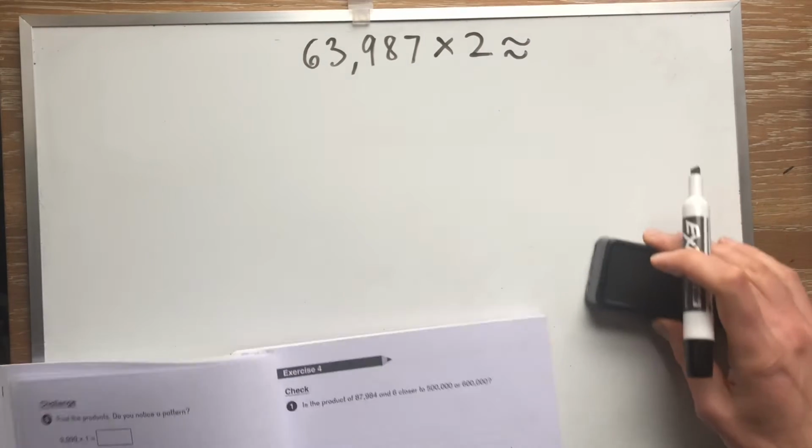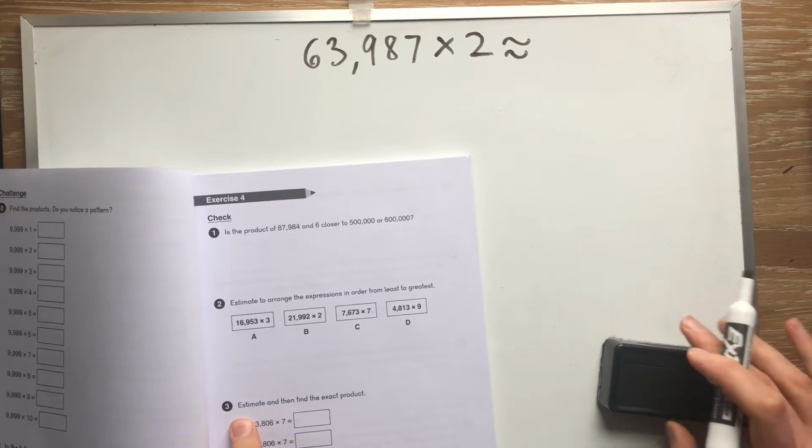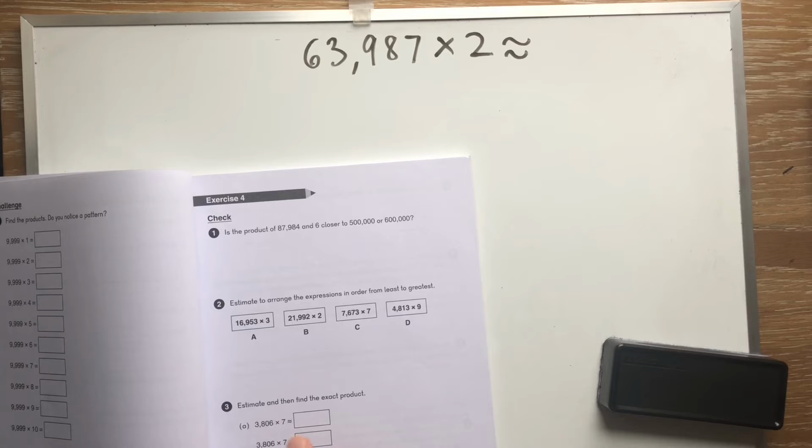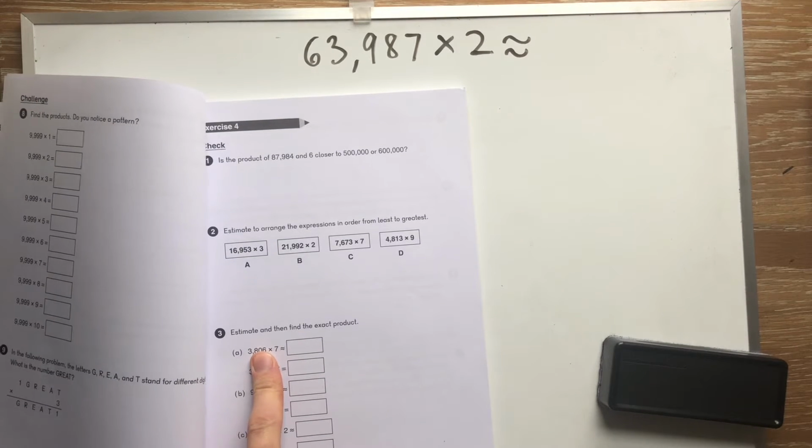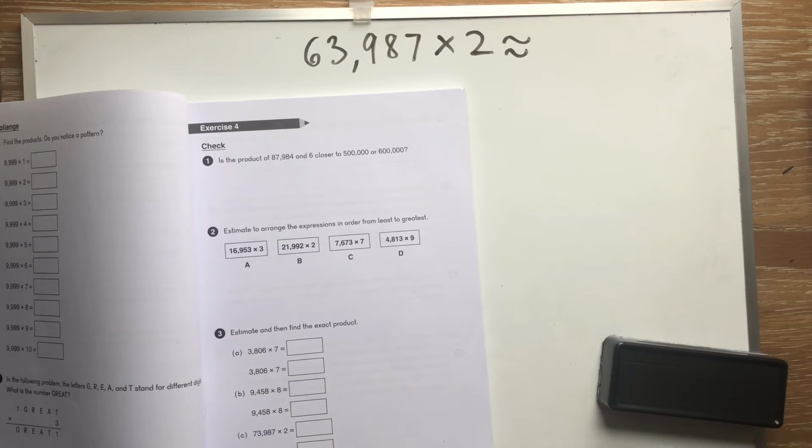So please do number 1. And then number 3 is stuff we've been working on. You're going to need to do 2 things here, you guys. It says estimate and then find the product. So first you estimate, and I would just estimate.